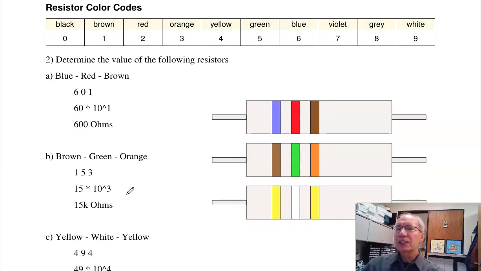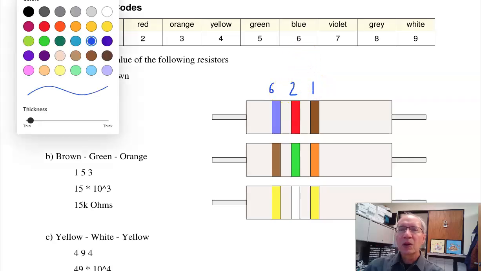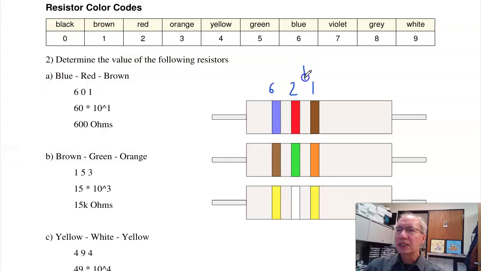Problem 2 is looking at resistor color codes. If you look at the colors, that tells you what the value is. So for example, if I have blue, which is the number 6, red, which is the number 2, and brown, which is the number 1, that means 621. What those numbers mean is, that's the multiplier. This is 62 times 10 to the 1 ohms, which gives you 620 ohms.